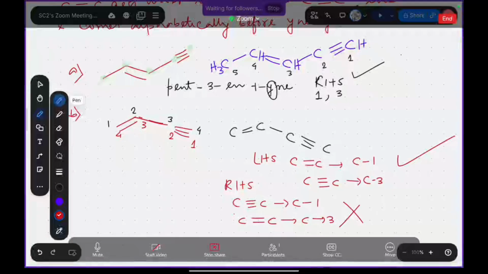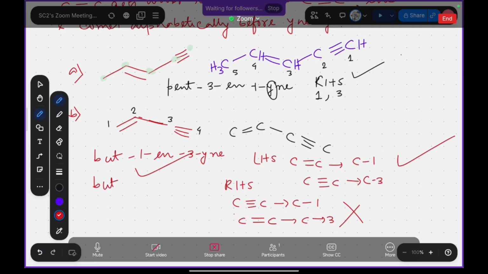The word root is but-, because 4 carbon atoms are there. But-1-en. The right hand side numbering is wrong. Let's erase it. But-1-en-3-yne. So this is the correct nomenclature. If anyone writes but-3-en-1-yne, is that correct? No. Because the double bond gets the lower locant and the triple bond gets the higher locant.